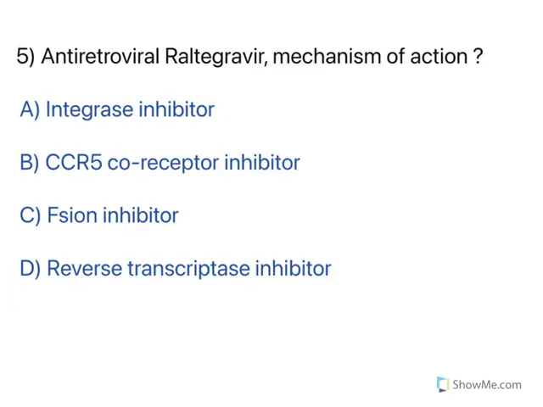Moving to the next one. Antiretroviral Raltegravir, mechanism of action. See, the integrase inhibitor is Raltegravir. Now what is integrase? When a virus gets into the human body, it makes its own DNA, and this DNA is integrated into human DNA. This is possible with the help of the enzyme integrase, and this enzyme's action is inhibited by Raltegravir.